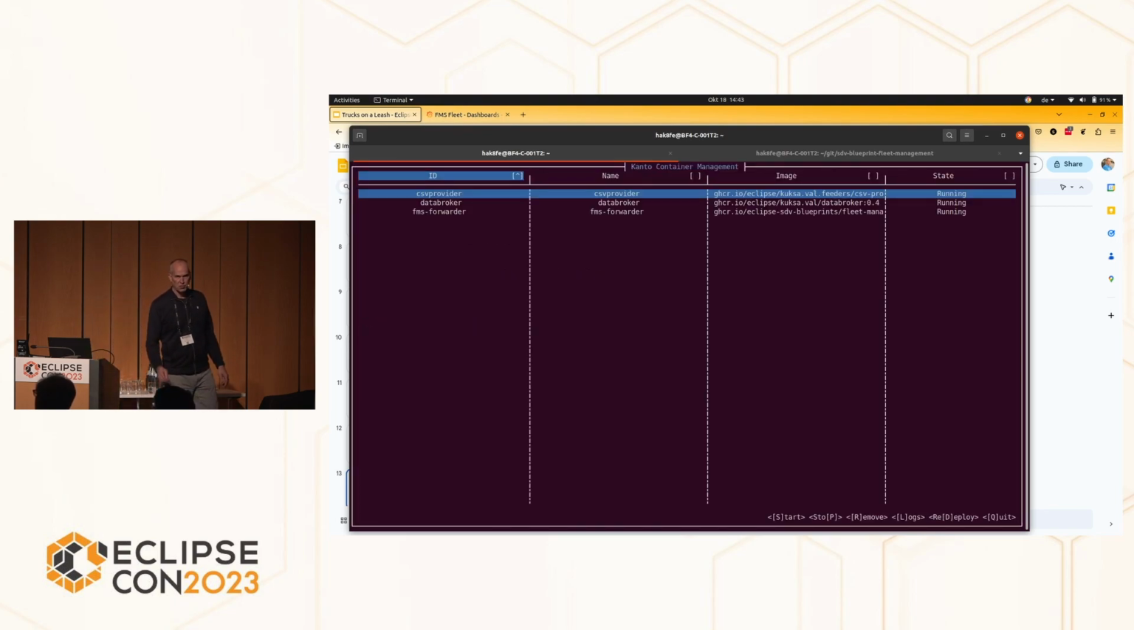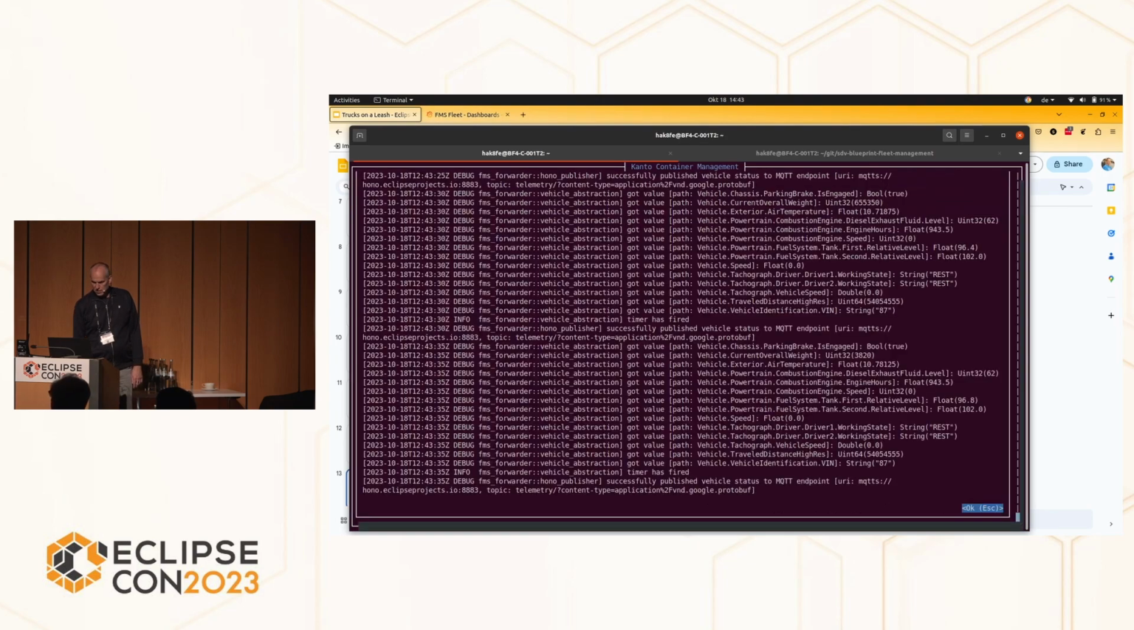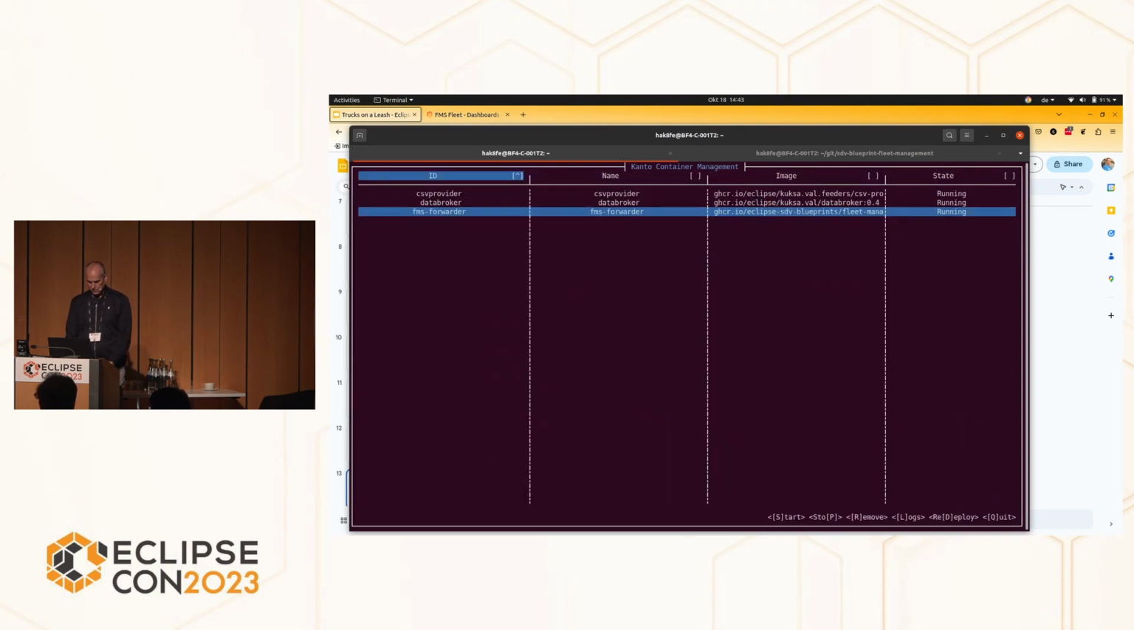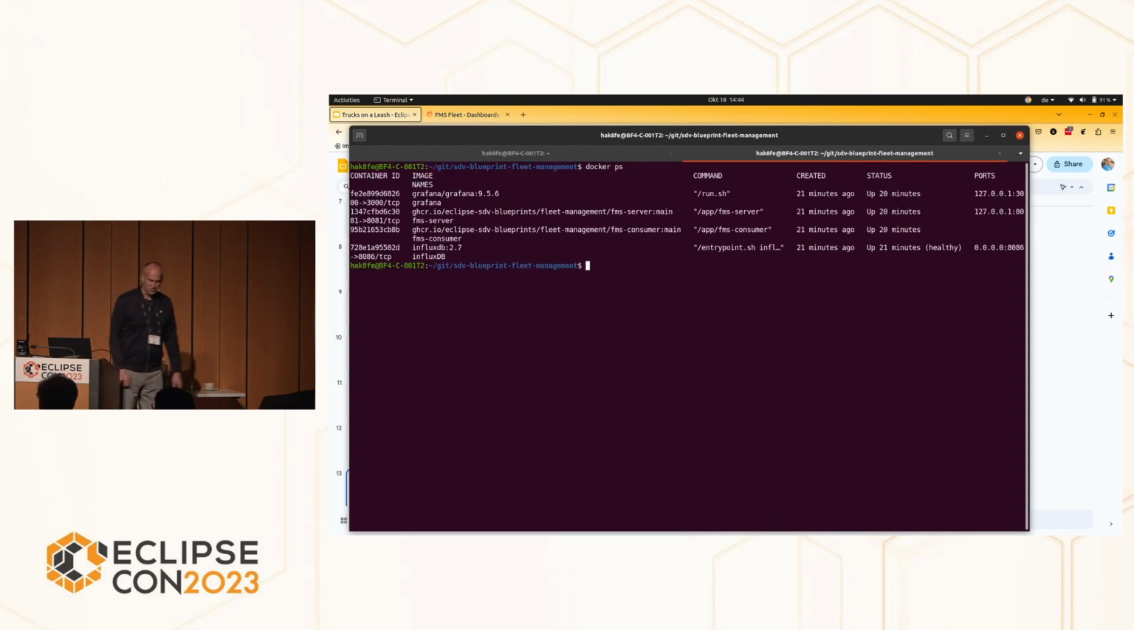So the three components that you have seen on the slide are the ones up here. These are 3 Docker containers, and for example, the interesting one, the FMS forwarder, is periodically pulling the data from the data broker and forwarding it via MQTT to the Eclipse Hono sandbox on the internet. So what we then have in the backend is the counterpart, which is a set of containers that implement the other components. So we have the FMS consumer, and we have a Grafana server running, and the FMS server, the InfluxDB.